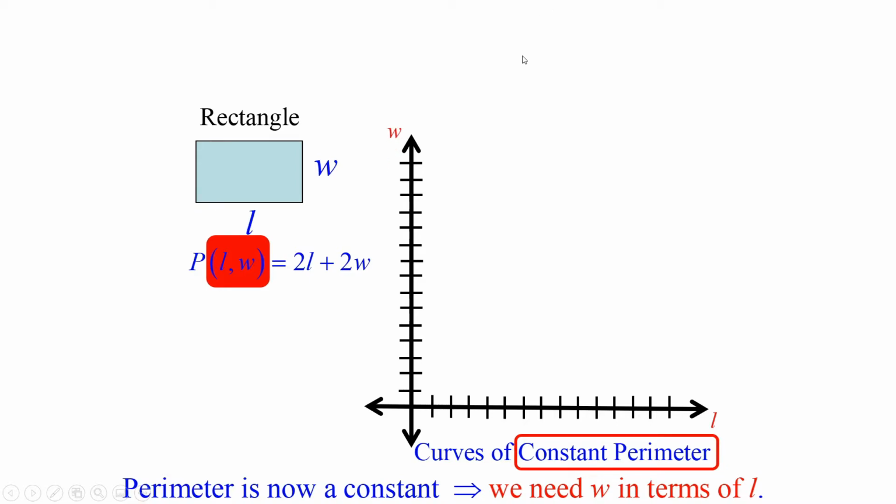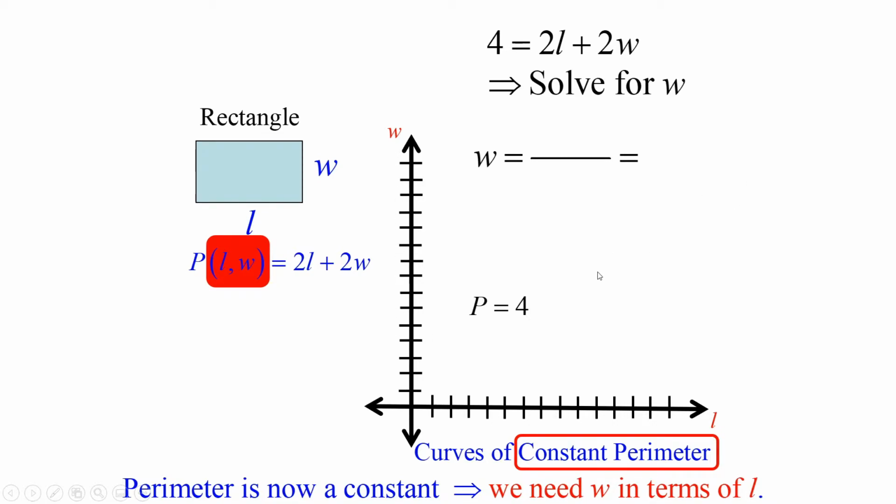Okay, so I need a perimeter then to work with. So how about we say the perimeter is 4? Now you're going to have to do a little bit of algebra to graph this. So if this perimeter is 4, don't I have 4 equals 2L plus 2W? Why, yes. And because W is depending on L now, I've got to take this and I've got to solve for that W. You always solve for whatever is on your vertical axis. Okay, so what does W equal?